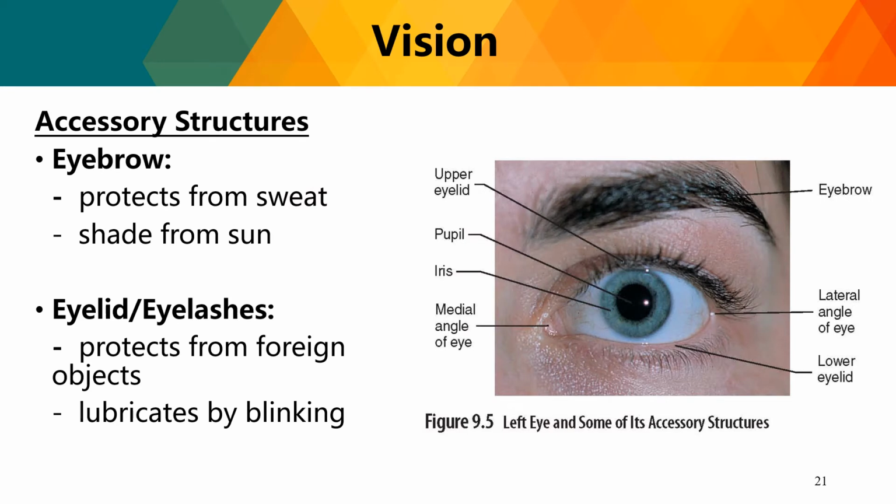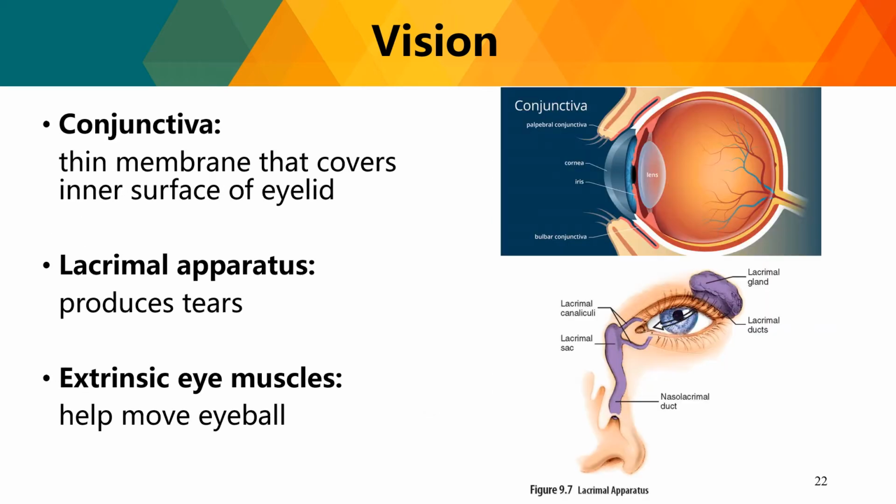So next for the vision, you have accessory structures for the eyes. First you have your eyebrow, which protects your eyes from sweat and shades from the sun. You also have your eyelid or eyelashes, which protect from foreign objects and lubricate by blinking. You also have your conjunctiva. This is a thin membrane that covers the inner surface of the eyelid. For the conjunctiva, you have the palpebral conjunctiva at the top, and then you also have the bulbar conjunctiva at the bottom.